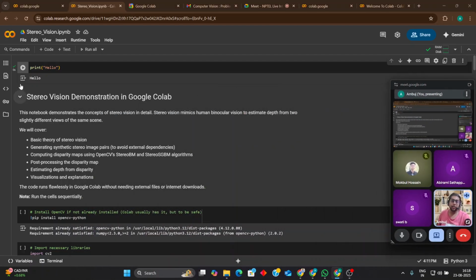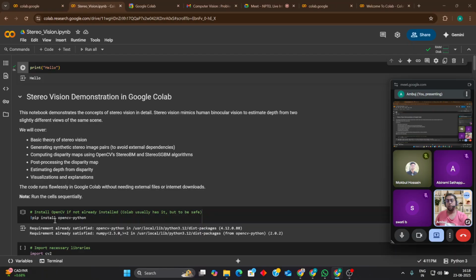Now I'll try to demonstrate. Here I just wrote a line, print hello. If you are versed in Python, this is the first statement taught in any language. It ran perfectly fine, which means the runtime is connected, RAM is available to us, disk is available to us, everything is available to us.